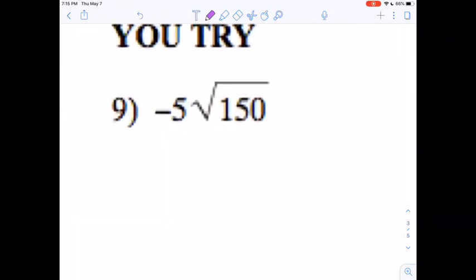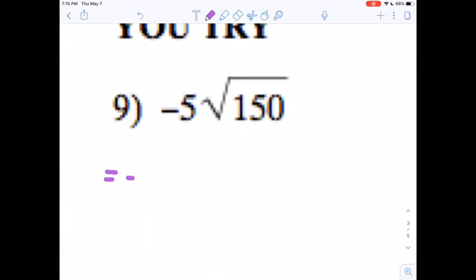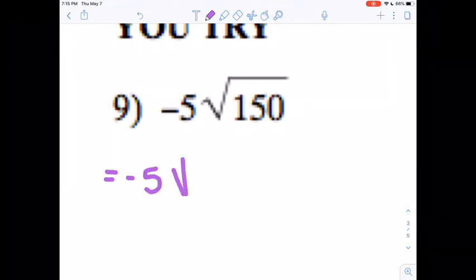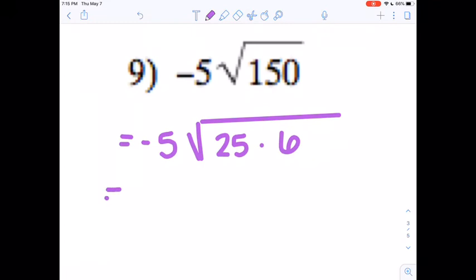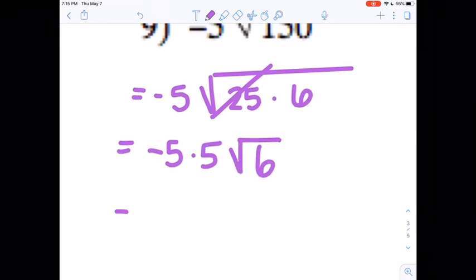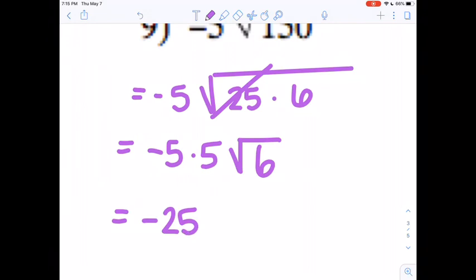Okay, so in number 9, the biggest perfect square that goes into 150 is 25, and 25 times 6 is 150. So I'm going to take the square root of 25, that's 5, so it's got to multiply by that -5 out there, and I have the 6 left inside. Multiply the 5's together, so I get negative 25 root 6.